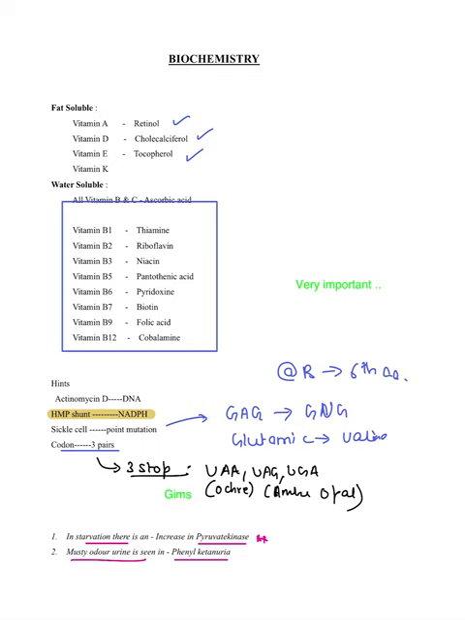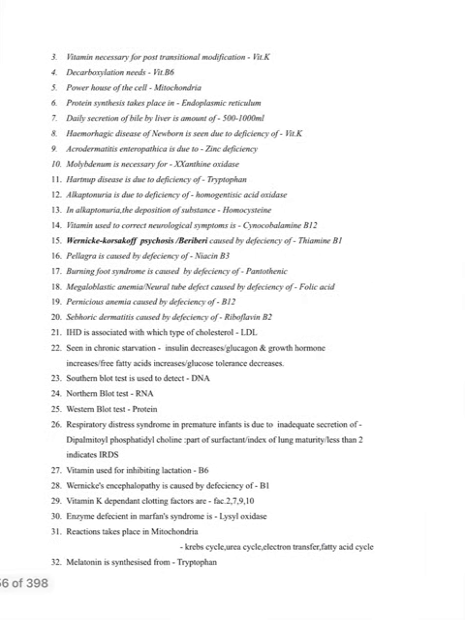So in starvation, try to think what happens. Starvation means tum bhuke ho, you need food, okay. You need glucose, okay. So basically you need to produce the glucose. So basically there is an increase in pyruvate kinase. I'll discuss about the fed and fasting cycle further on in this video only. Vitamin necessary for post translational modification.